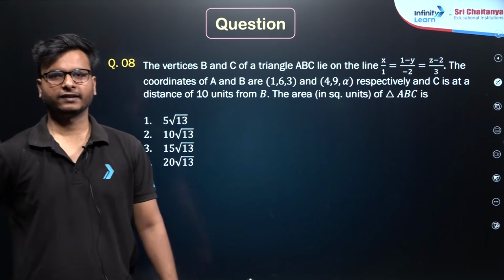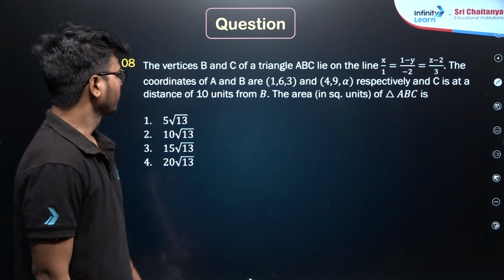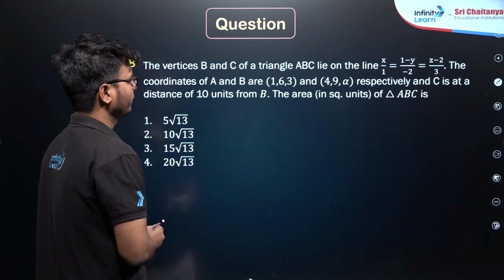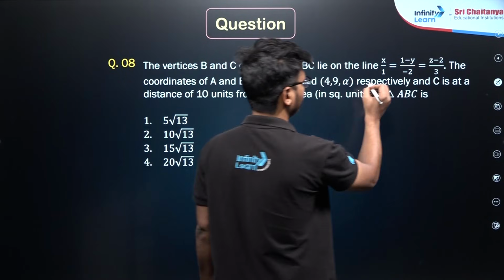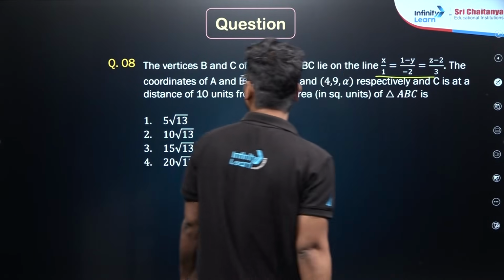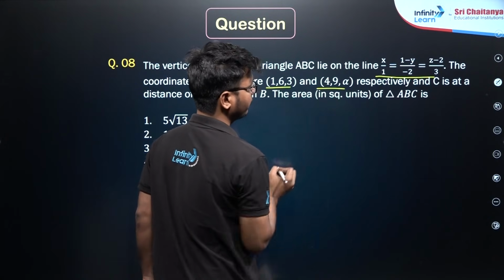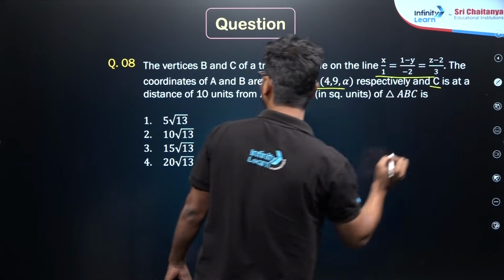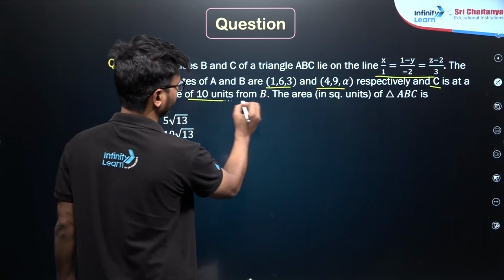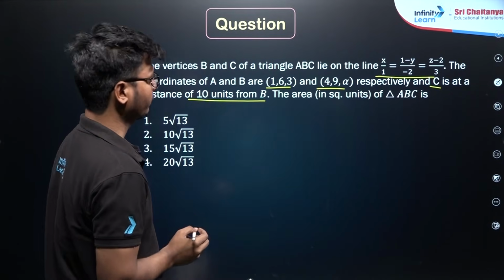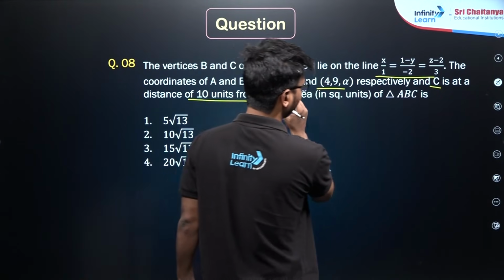Hello students. Let's start the question. So we have a question that the vertices B and C of a triangle ABC lie on a line. Correct? The coordinates of A, B are given to us respectively, and C is a distance of 10 units from B. So we have a distance of point C from B. We have to find the area of a triangle ABC.